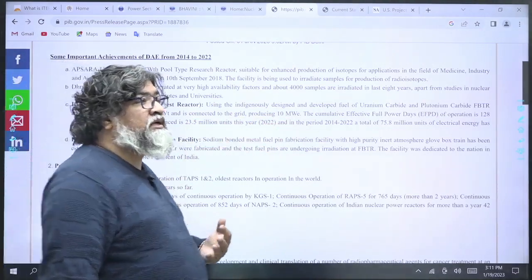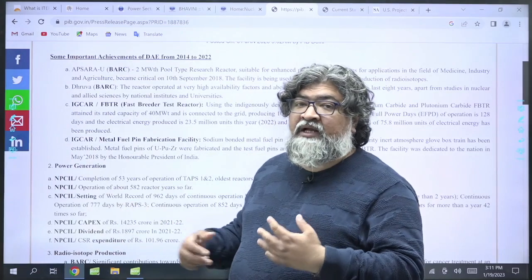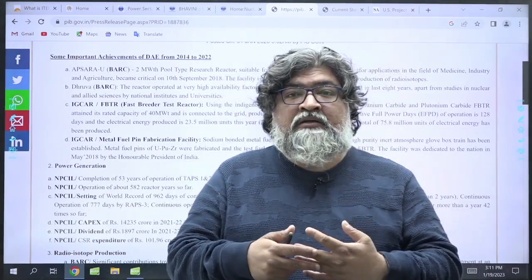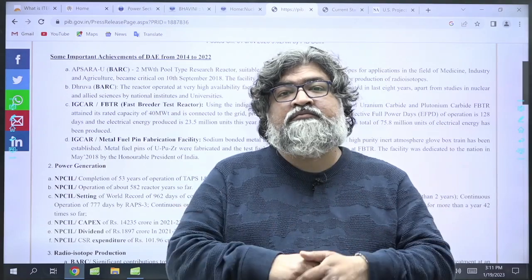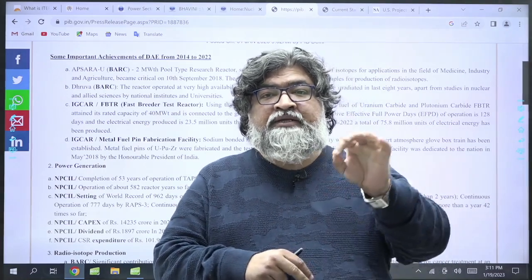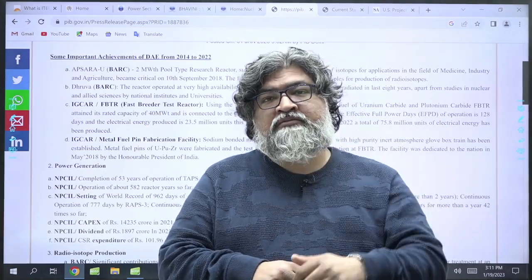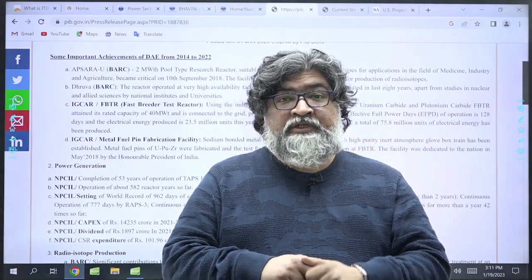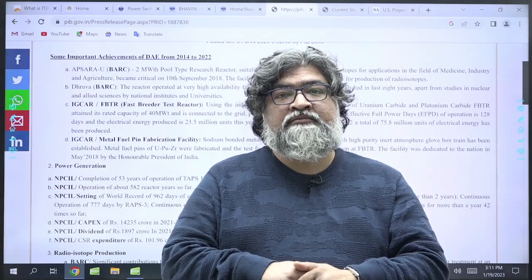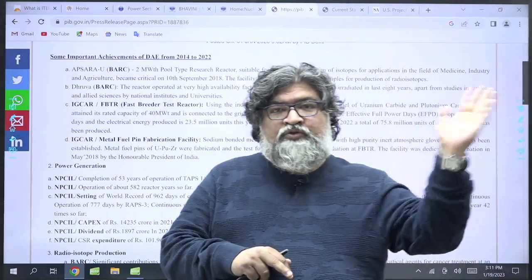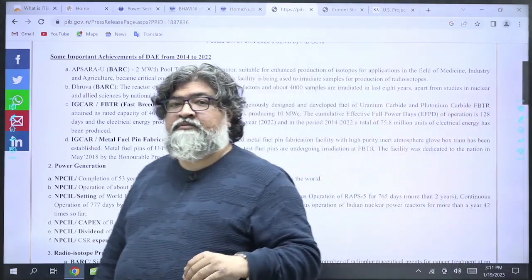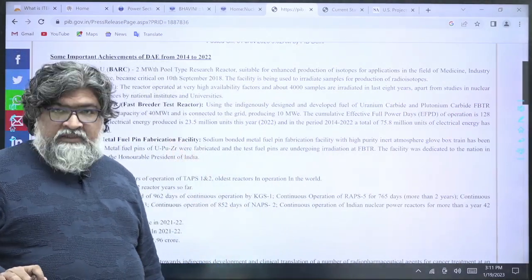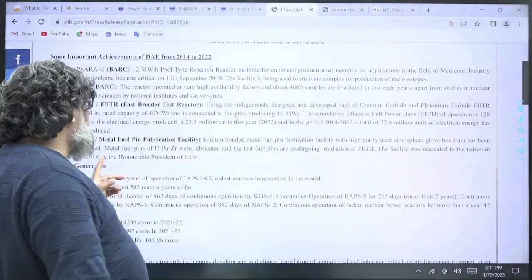What this means is that our second stage power program using FBR has already started and it continued to run for 128 days. So India has now gone into the second stage. This is a very important point, remember it. Third stage is yet to start, but we have gone into the second stage. This is what the update of PIB is all about.